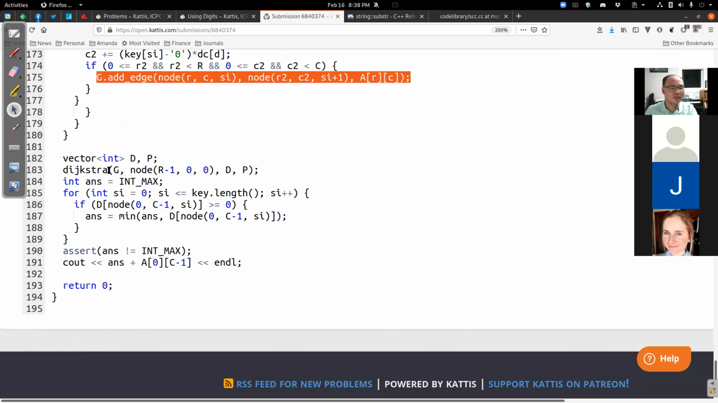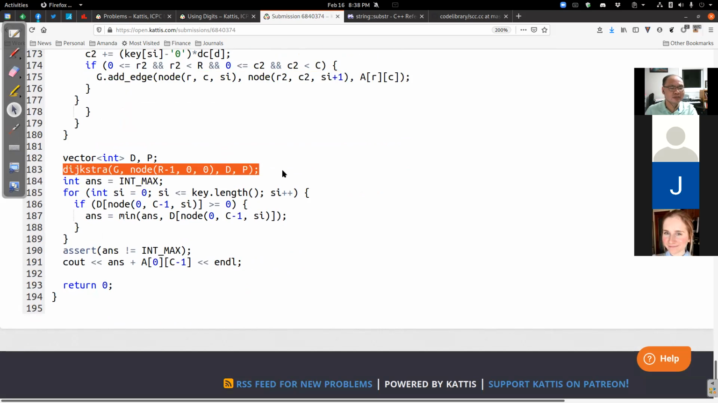And then finally, all I do is call Dijkstra. And once I call Dijkstra, I basically ask what is the distance from the start, which is this, to the end. The end is this location, but I don't actually care how many of those digits I have used, so I try them all. I try with no digits used, 1 digit, 2 digits, all the way to all digits used. And for each one, I will have a distance, and I just take the minimum over all of them.